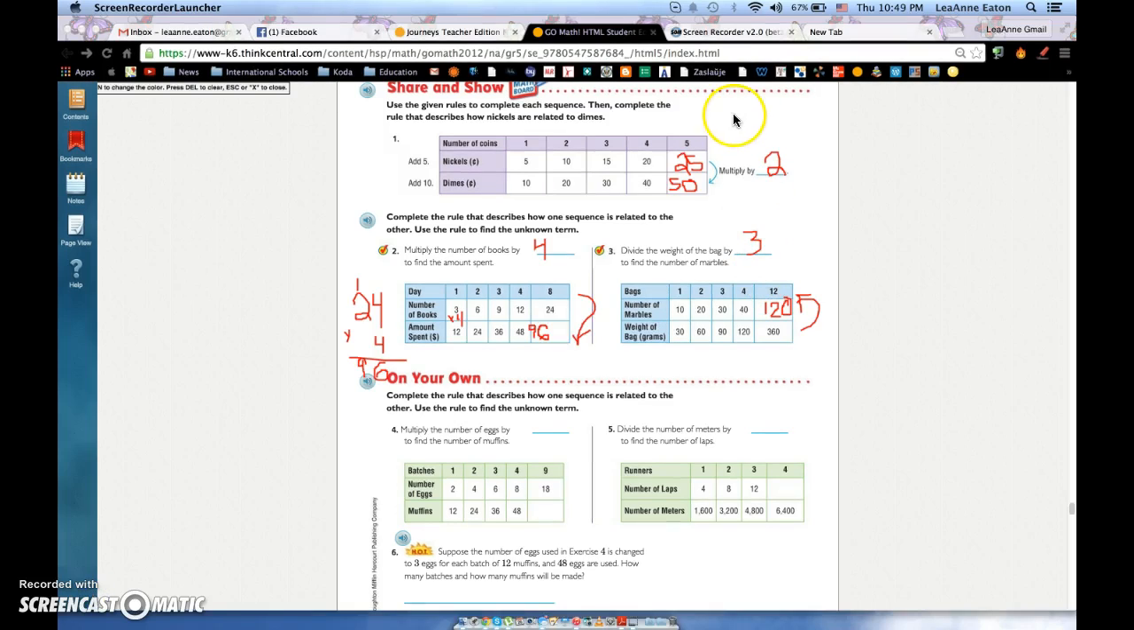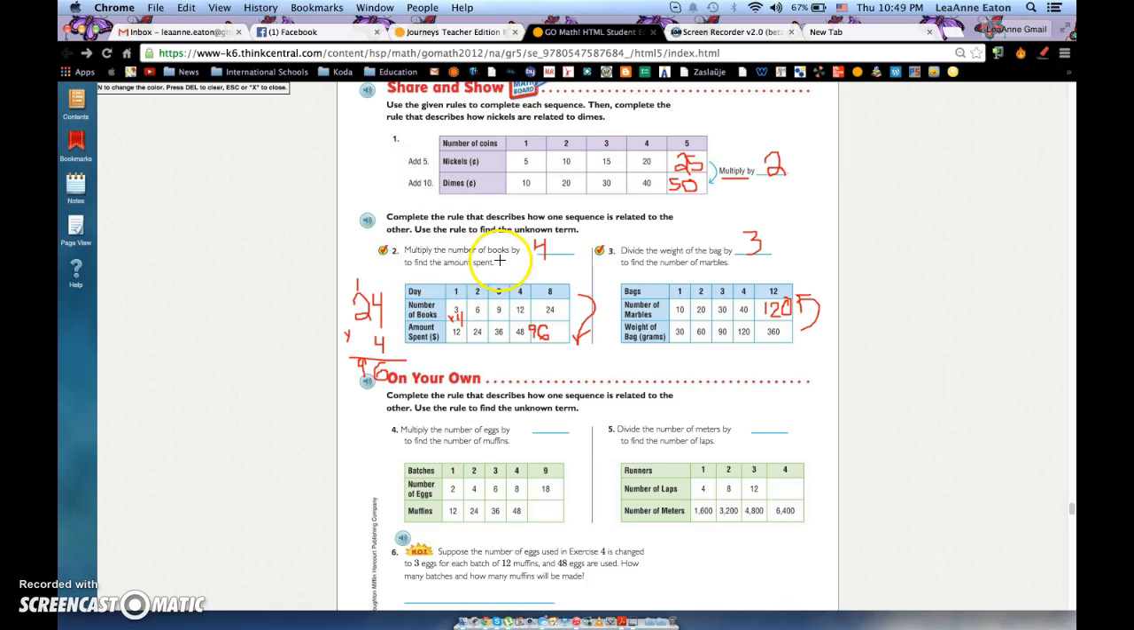Okay, so you guys should have all done this. The first one was really easy. They told you the rule for counting by 5 here and the rule for counting by 10 here. So under 5, you should have gotten 25 and 50. And then the rule: they tell you multiply by what? Well, here we see 5 times 2 is 10, 10 times 2 is 20, 15 times 2 is 30, 20 times 2 is 40, so 25 times 2 is 50. So multiply by 2.